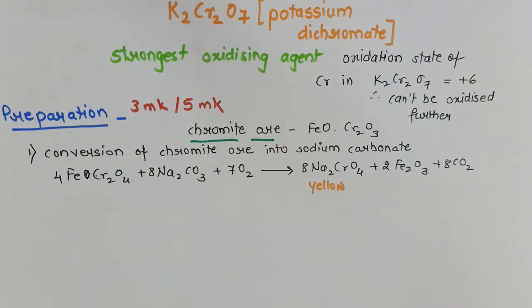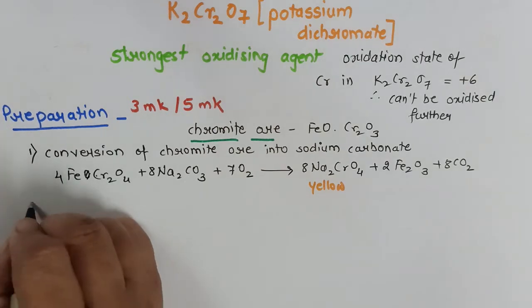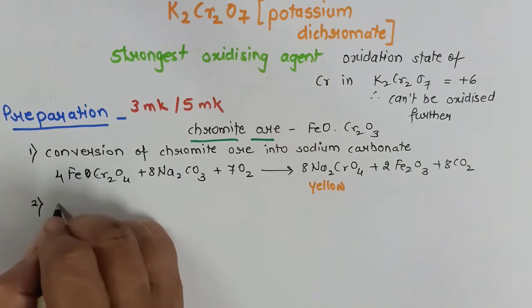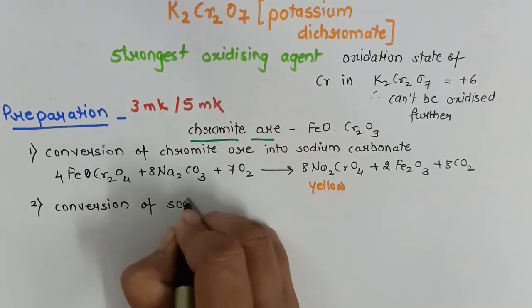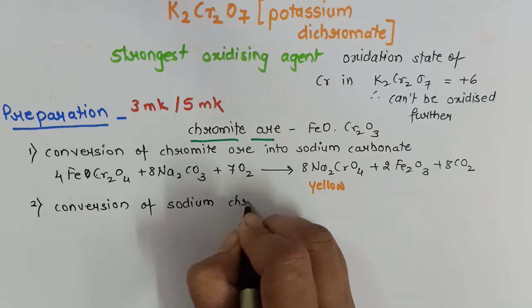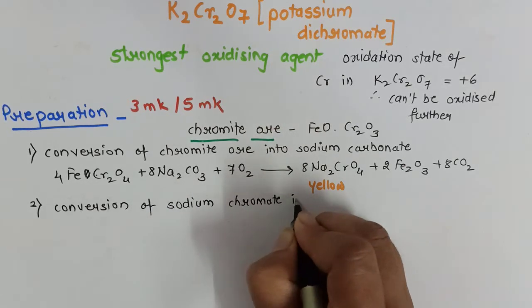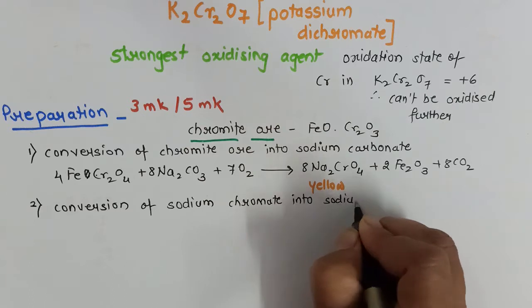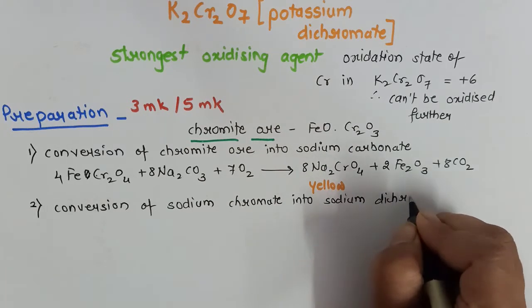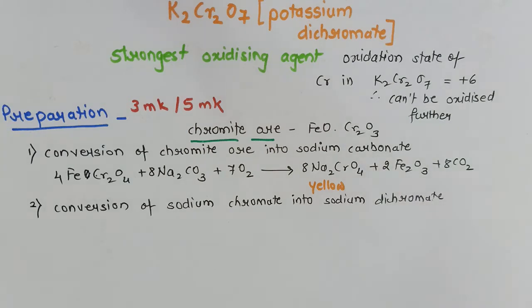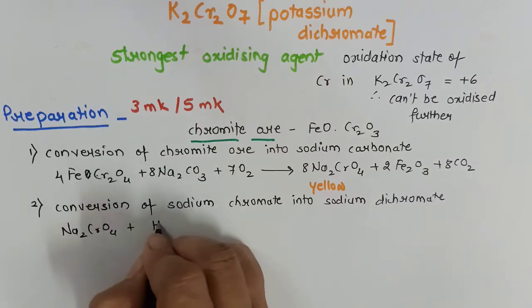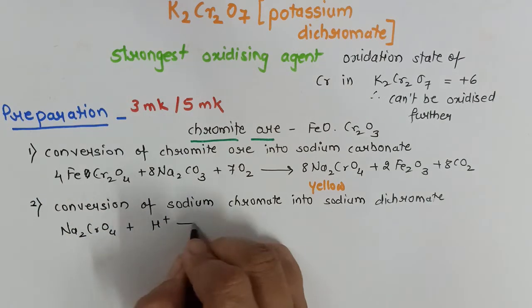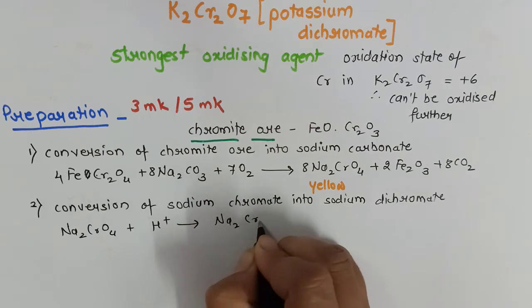In chemistry, colors are very important and these colors are given as hints in your questions. Moving on to the second step. In the second step, conversion of sodium chromate into dichromate is carried out. This conversion is carried out in acidic medium by using an acid like H2SO4. So sodium chromate is treated with acid where it will get converted to sodium dichromate.